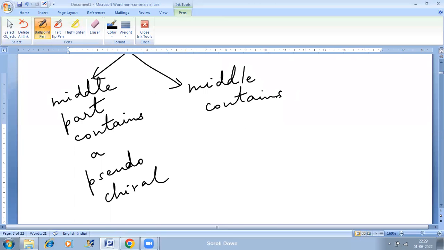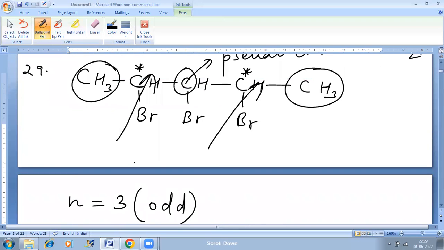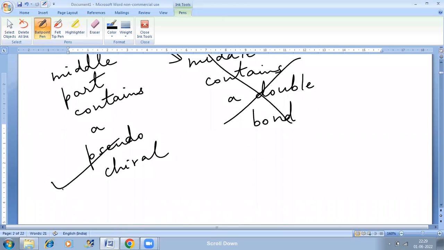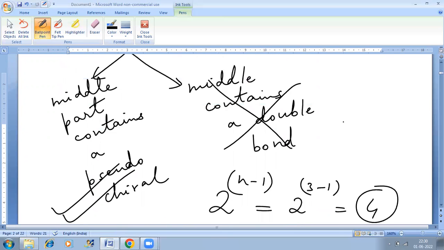So middle contains a double bond. This is not taken into consideration at the moment for this question because the middle contains a pseudo chiral carbon. So I will go for this. So 2 raised to n minus 1 is the formula to calculate total number of stereoisomers when the middle contains a pseudo chiral carbon, and so we get 2 raised to 3 minus 1. So 4 stereoisomers are possible.